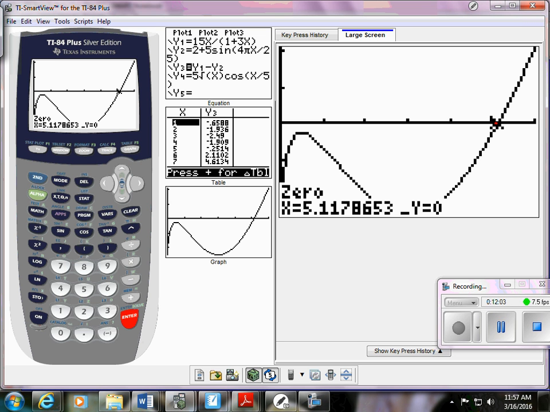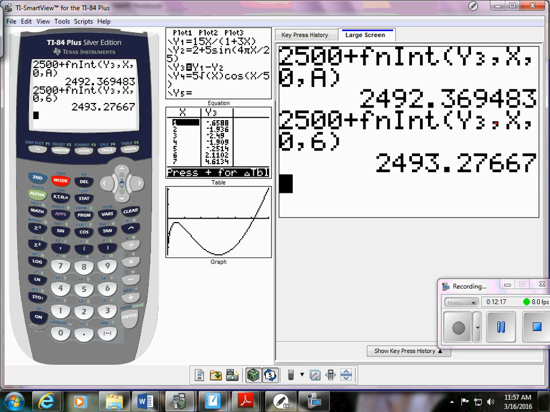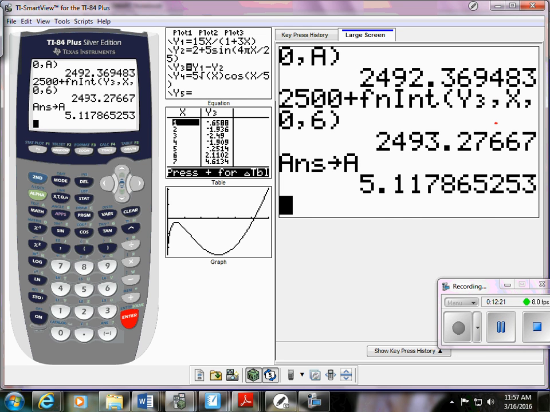So that occurs at 5.117863. Okay. And I would store that because I'm probably going to need it later. You're going to have to write it down, but I would store it in alpha A. So I would leave the screen and just hit store alpha A, enter. Now I got it.